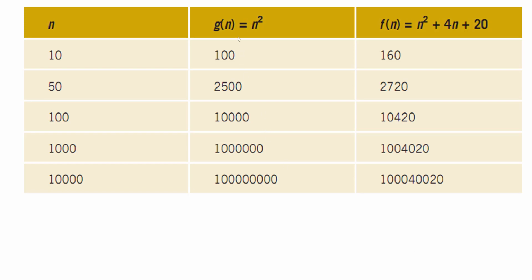Let's do this comparison. Over here, I have a big O of n squared, and over here, I have a big O of n squared plus 4n plus 20. Let's look at the difference between these. When the size of the problem is 10, I have 100 over here and 160 over here, so it's almost a 60% difference. When the size is 50, I have 2500, and over here I have 2720. As you see, the difference is dropping drastically. And if I make the size of the problem larger and larger, these two get closer and closer to each other, so that in this case it's not even a 1% difference.